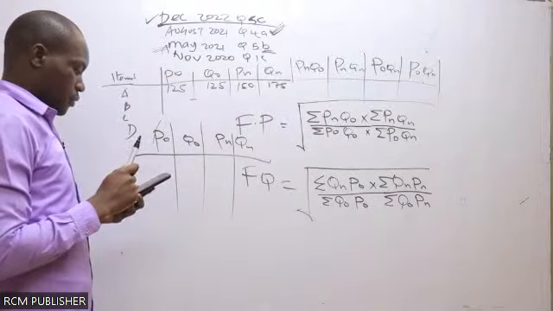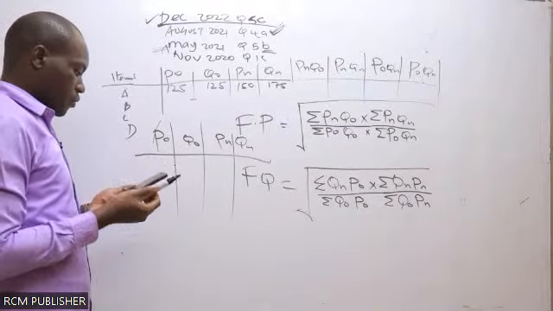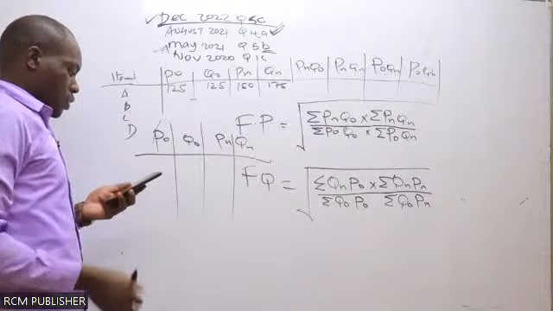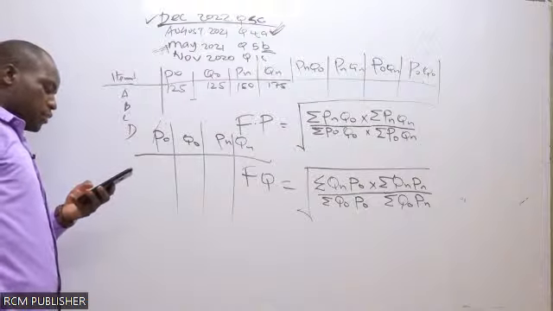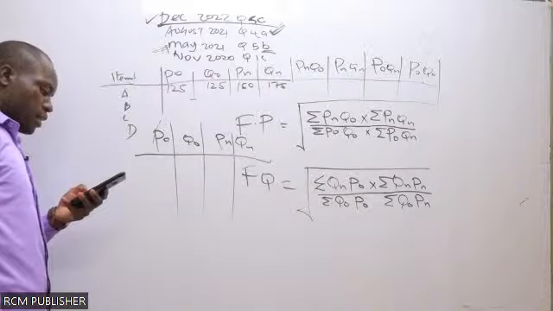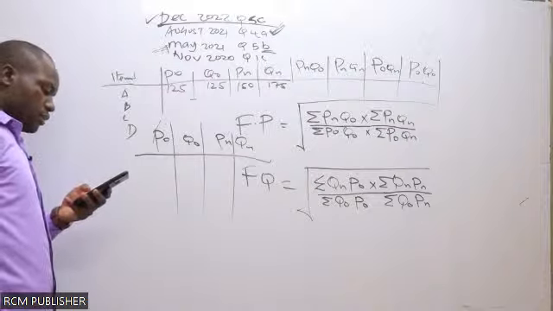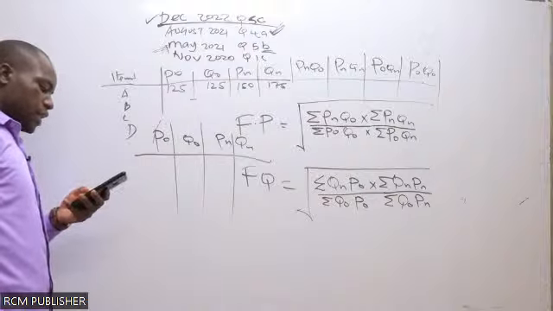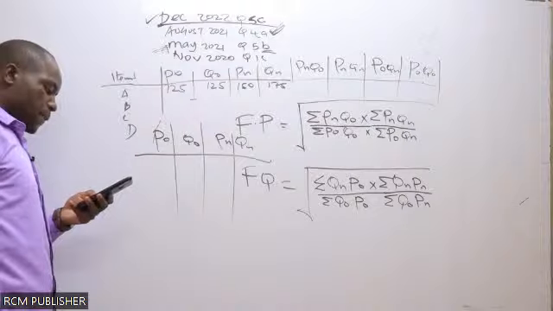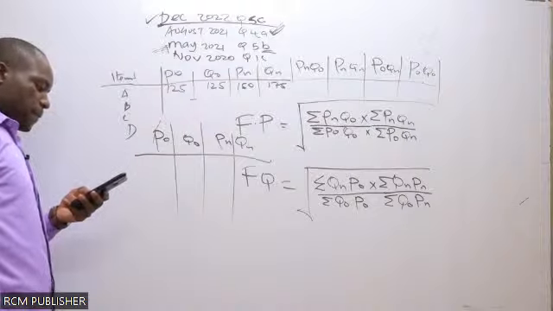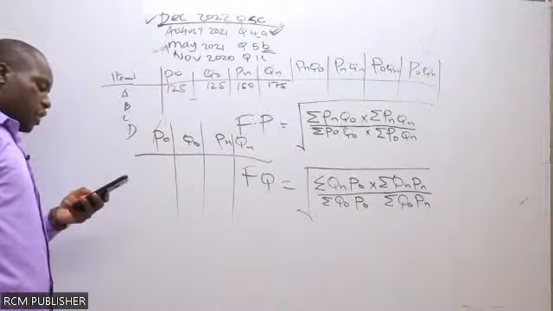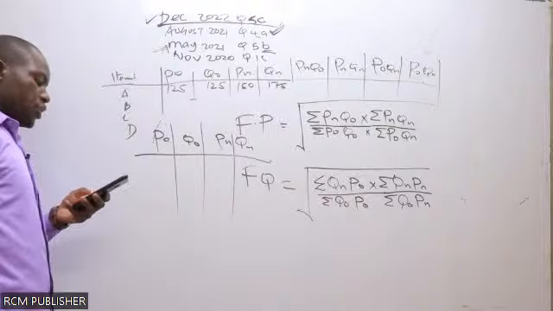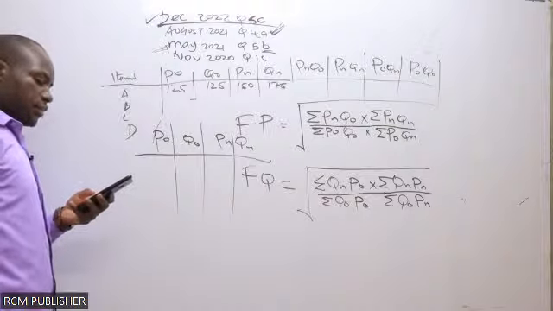Question number 5B. So May, there is something here. Let's see. Required: purchase price index for the year 2019 and 2020, using 2017 as the base year. Price index using purchase formula for the year 2019 and 2020, using 2017 as the base year.